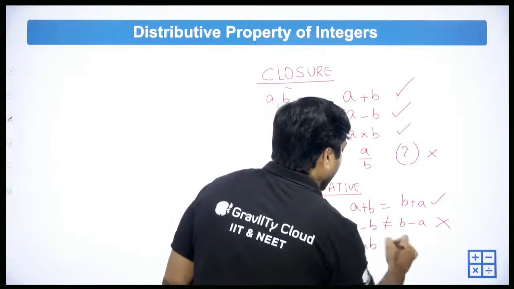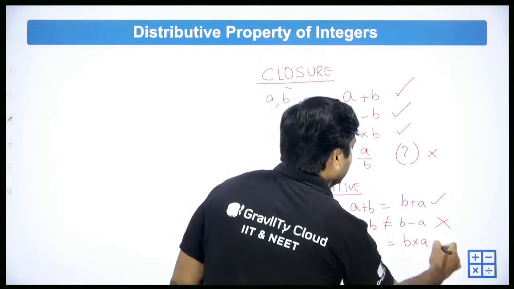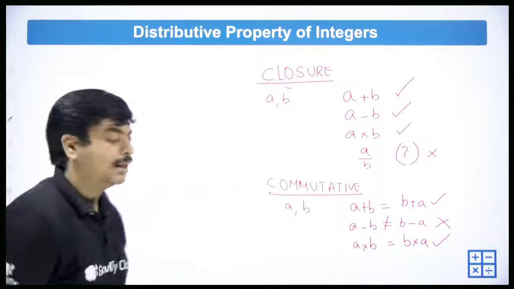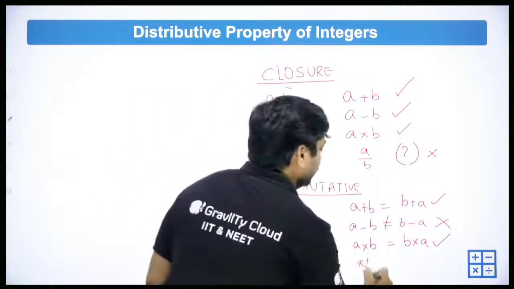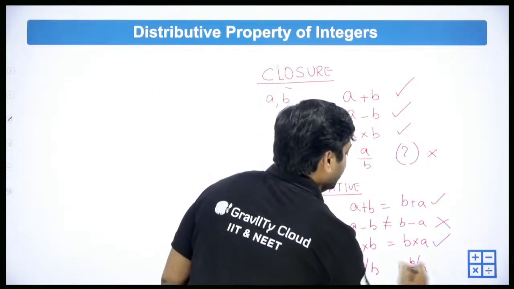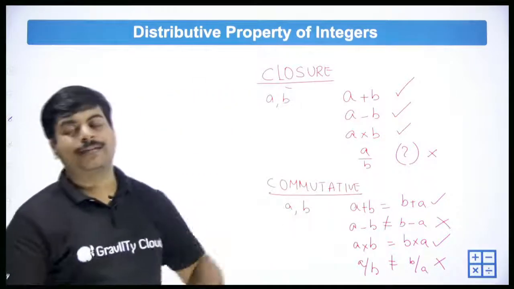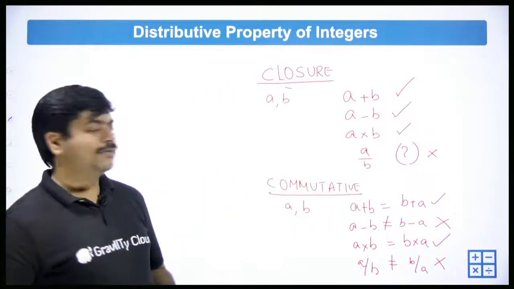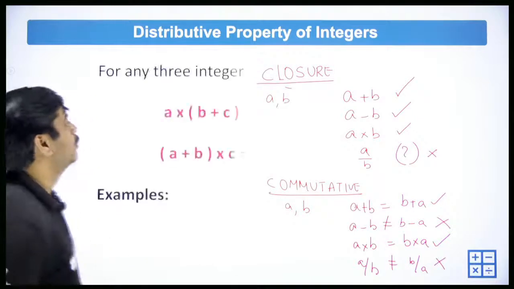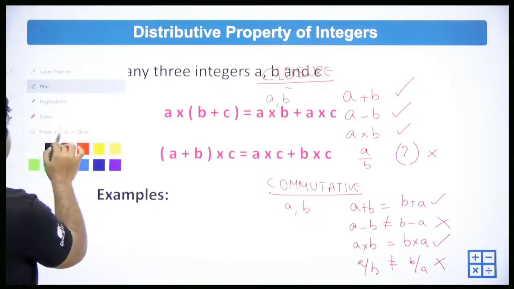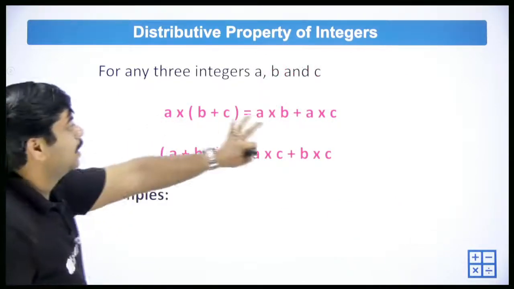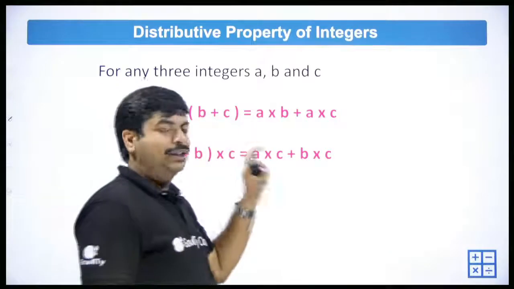A into B and B into A, as these two are equal, again for multiplication it is correct, and A divided by B and B divided by A, both are not the same, so for division commutative is not valid, right? So all this we have discussed, and in the coming class we will also discuss the distributive property. On this we are going to cover the next lecture, right?